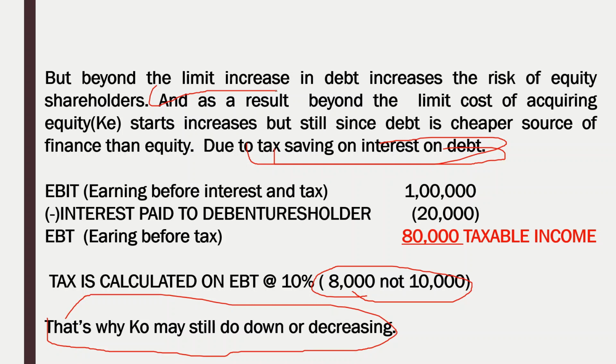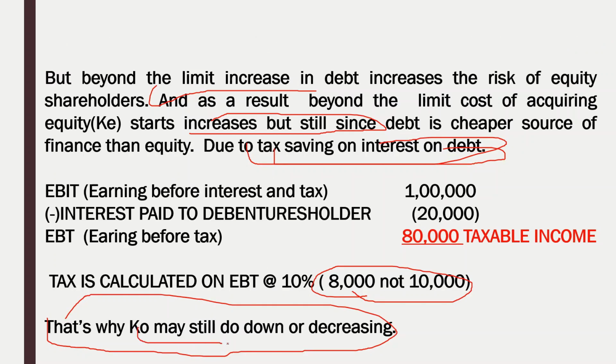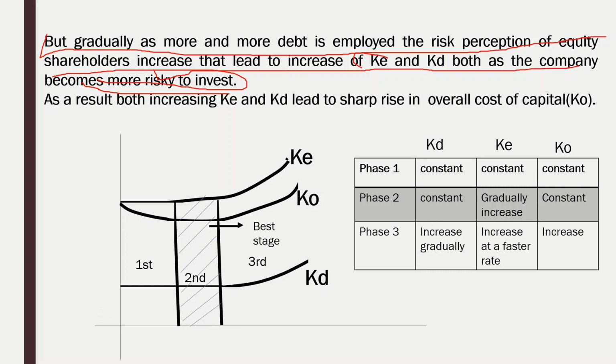If we increase debt beyond the limit, then only our cost of equity will increase. But because KD is a cheaper source, KD will remain. But gradually, as more and more debt is employed, the risk perception of equity shareholders will increase. That leads to an increase of KE and KD both, as the company becomes more risky to invest in. As more and more debt is employed, equity shareholders will think that this company is no longer suitable to invest in, and similarly debenture holders will think that their investment in this company is not safe. So both KE and KD will start rising.